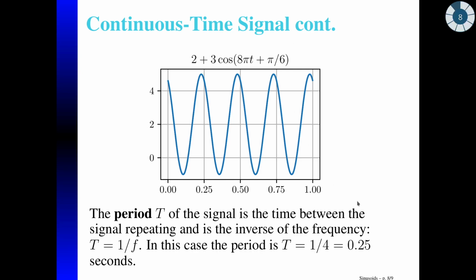While we're here, let's talk about something that's not included in this expression, but that is the period of the signal, normally written as capital T, and it's the inverse of the frequency. So since f was 4 in this case, we have that T is equal to 0.25, and what it is, it's the time between the signal repeating. So from here to here, as we can see, is a quarter of a second.